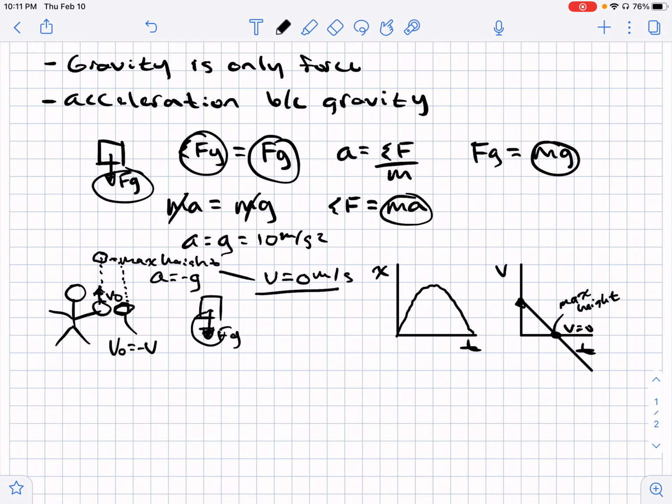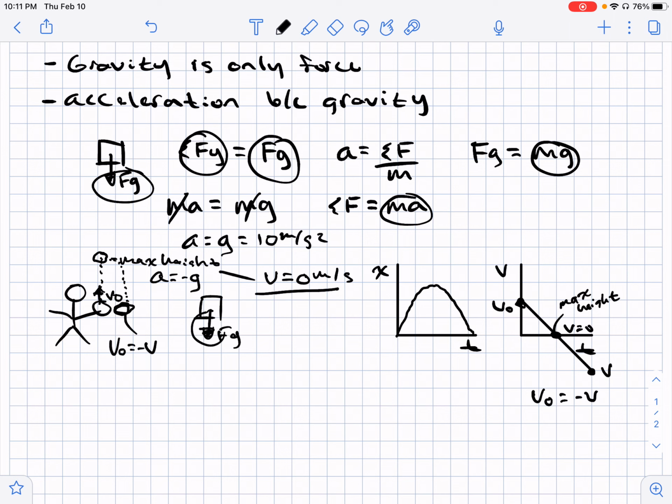And if your initial velocity is here, this final velocity right here, remember your initial velocity would equal your negative final velocity. So that's what it would look like graphically if we were to look at an object being thrown vertically into the air and then it falls back down.